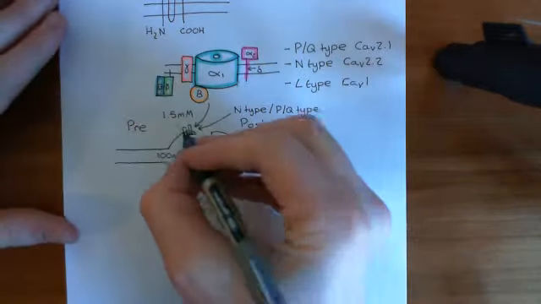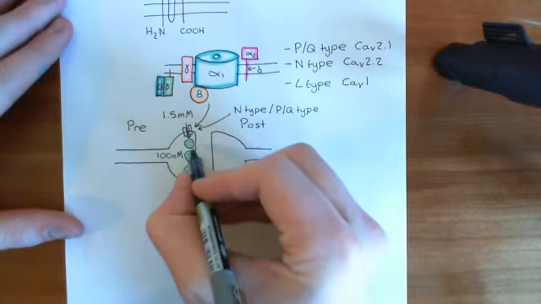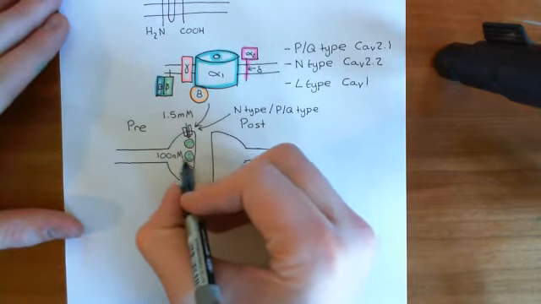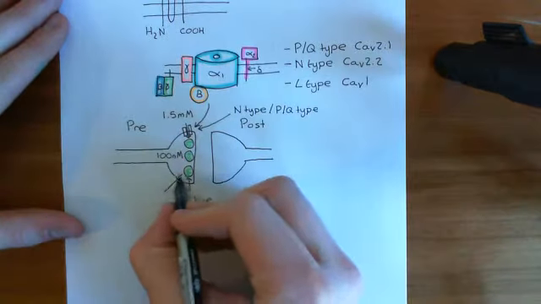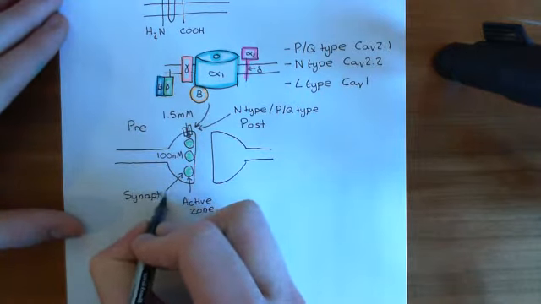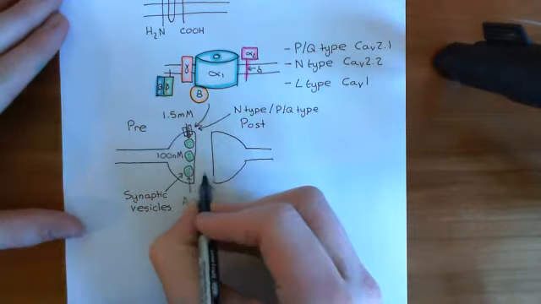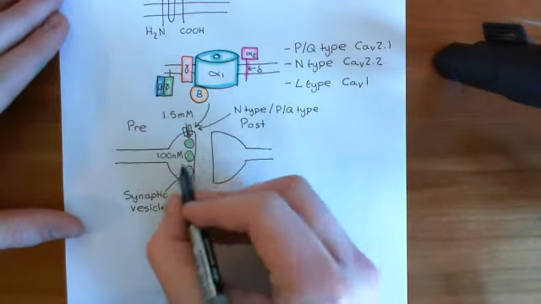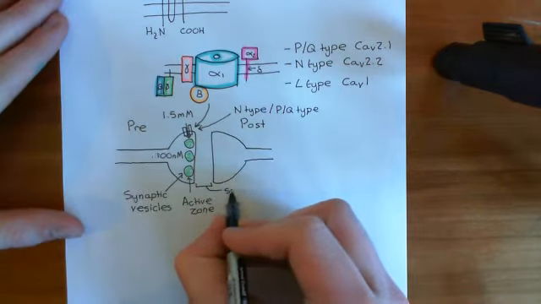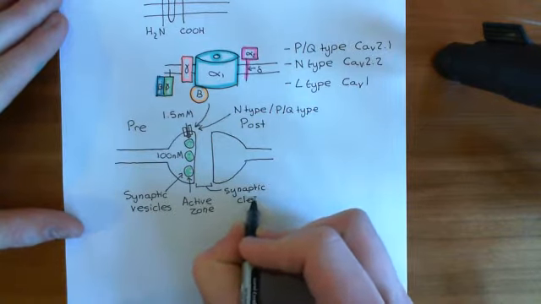Okay, so basically, when the voltage-gated calcium channels open, you get calcium coming into the cytoplasm of the axon terminal, and this then triggers the exocytosis of these synaptic vesicles, as they're called, which are these vesicles full of neurotransmitter. The synaptic vesicles will fuse with the presynaptic membrane and release their neurotransmitter into this space in between the presynaptic and postsynaptic neuron, which is called the synaptic cleft here. And then it will diffuse across the synaptic cleft and act on receptors on the postsynaptic neuron.